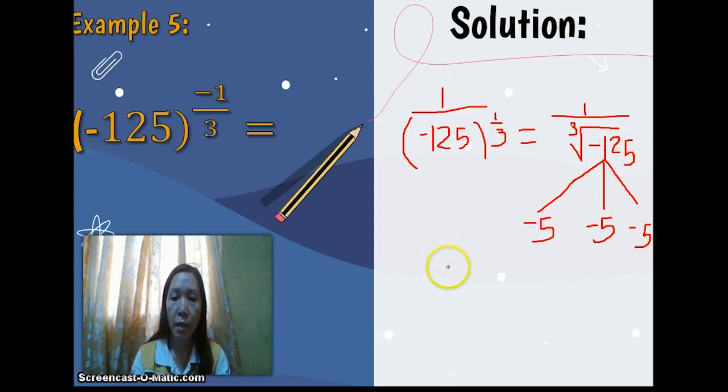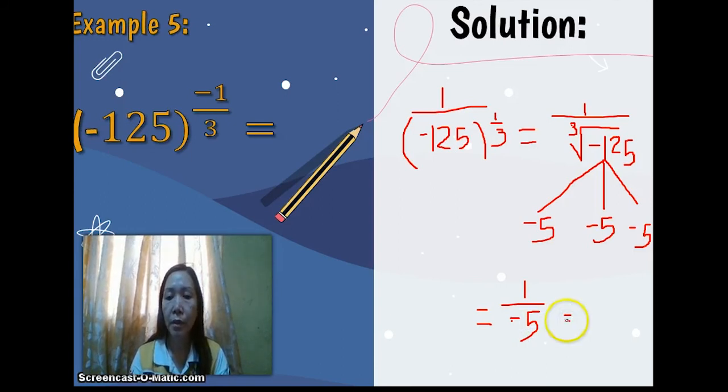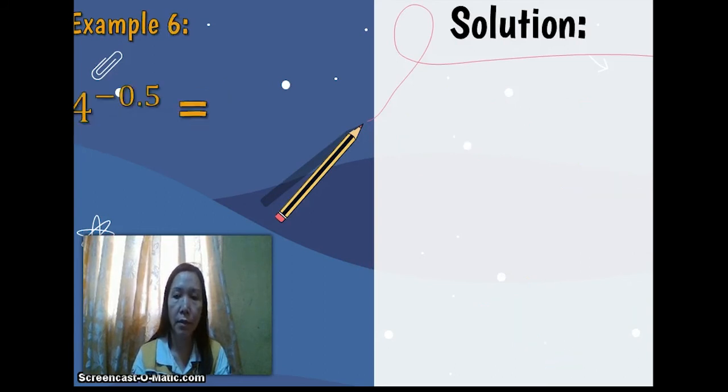So the answer here is 1 over negative 5. Or you may also write this by putting the negative sign here. Whichever you prefer, you can write the first one or the second one. They are all correct.